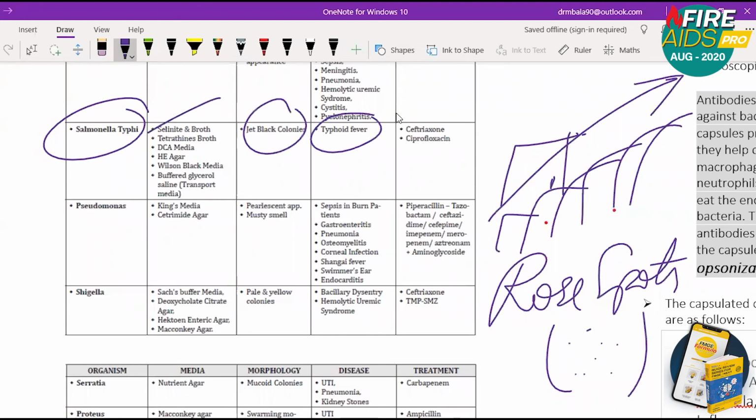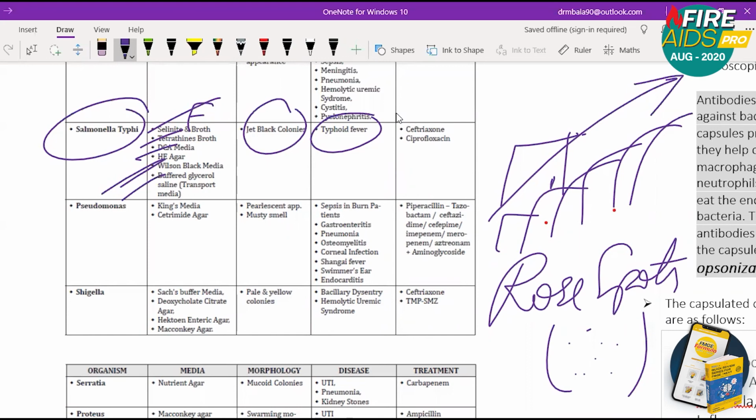Selenite F broth, tetrathionate broth, DCA media, HE agar, Wilson Blair media, and buffered glycerol saline is the transport media. So all these points are important. Okay, that is Salmonella typhi.